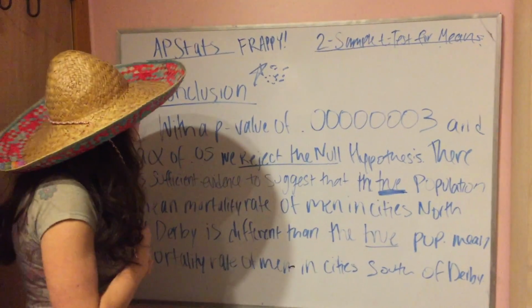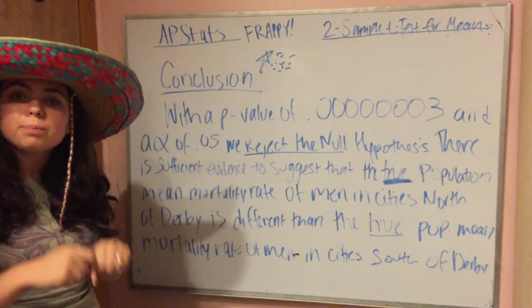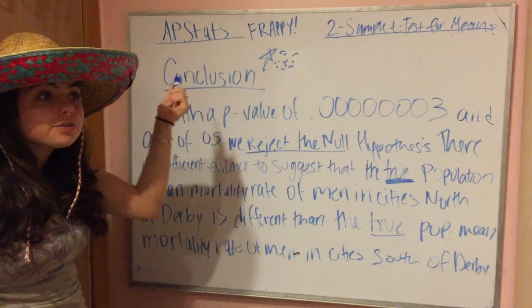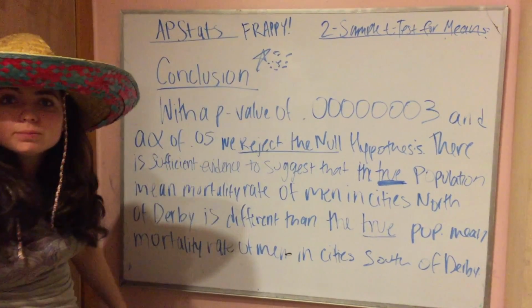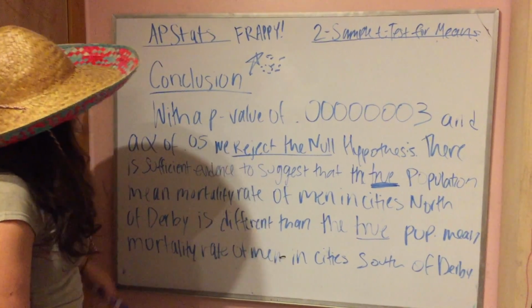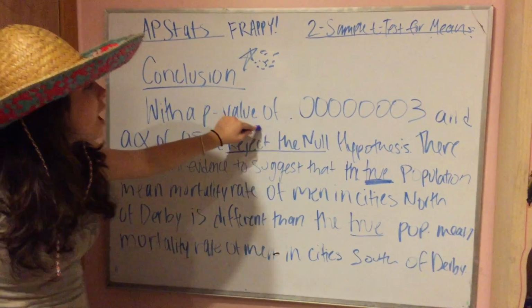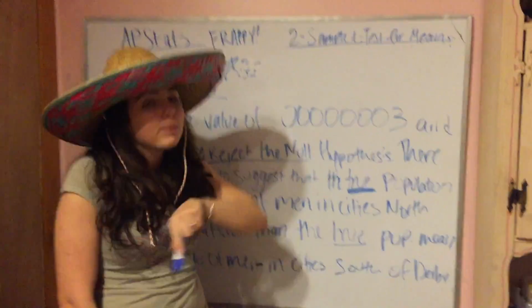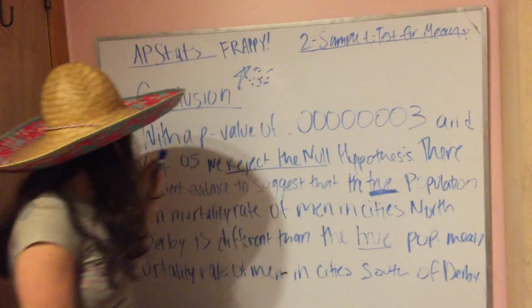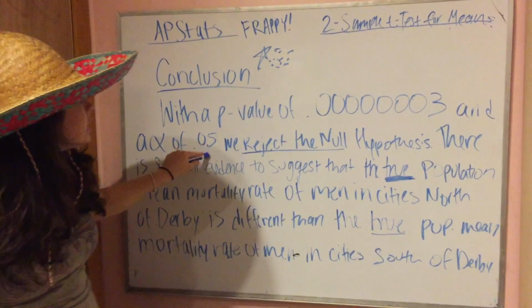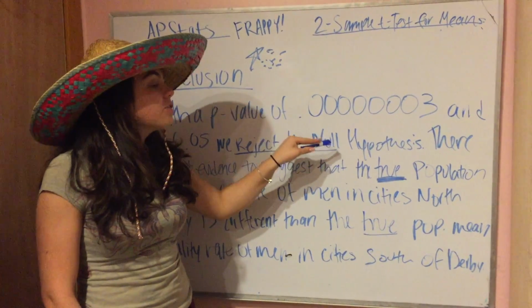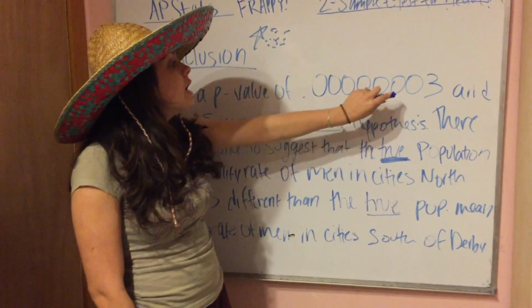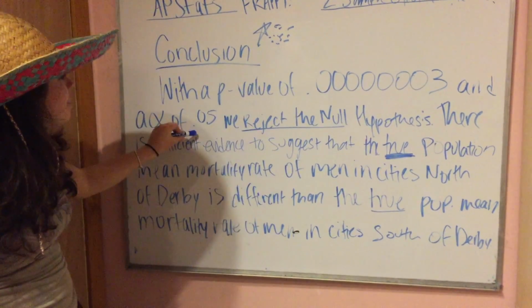Now we're moving on to the most important part of this t-test, our conclusion. Without this, your reader's not going to know what you did. Like, how are they going to know what you're concluding? You're going to say, with a p-value of 0.000000003, approximately 0, and an alpha of 0.05, we reject the null hypothesis, rejecting it because our p-value is smaller than our alpha.